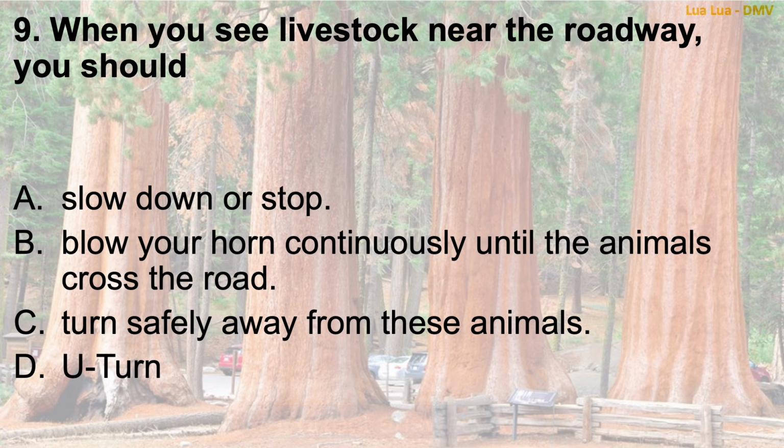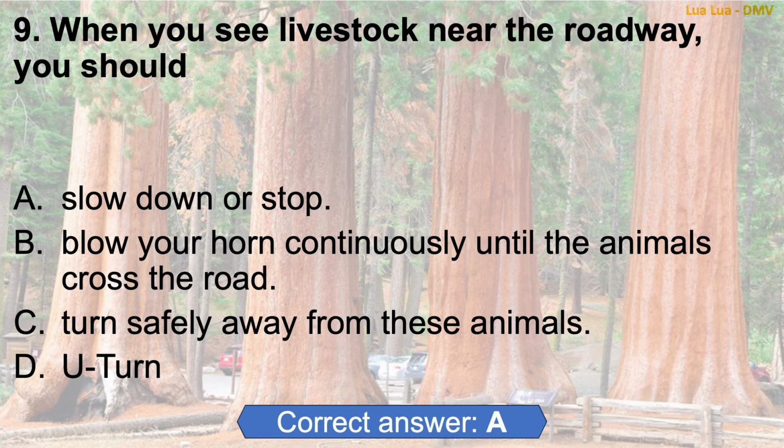Question 9. When you see livestock near the roadway, you should A. Slow down or stop. B. Blow your horn continuously until the animals cross the road. C. Turn safely away from these animals. D. U-turn. The correct answer is A. Slow down or stop.